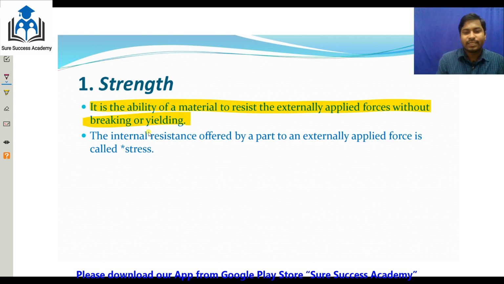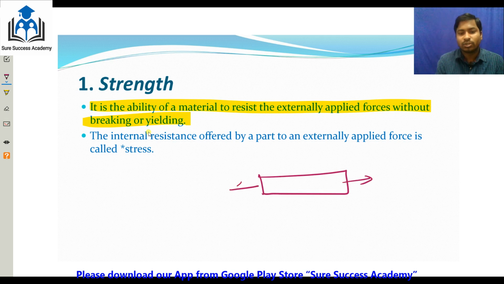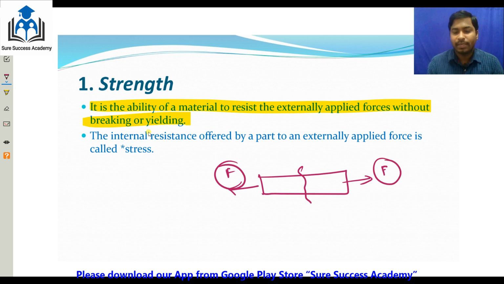So strength means, suppose there is a metal and we apply a load F. It should not break or yield. Yield means plastic deformation, which should not occur. So if you apply the external force F, it will not break. That is called the strength.